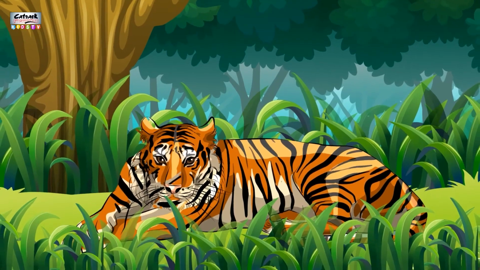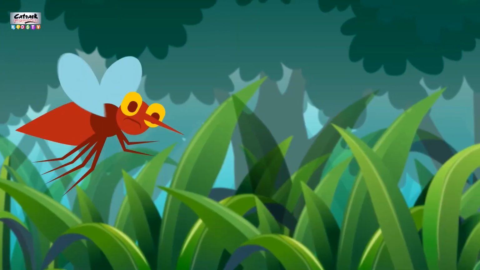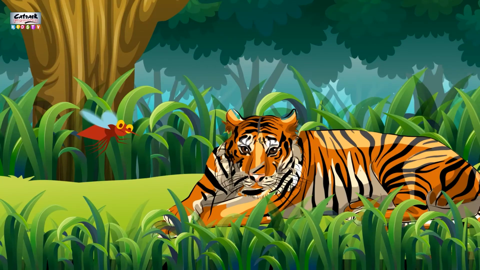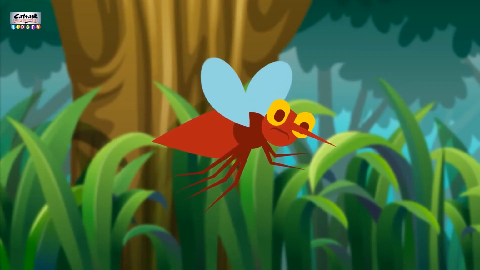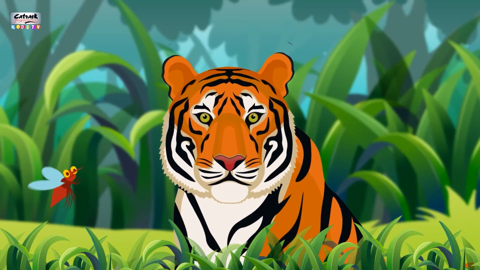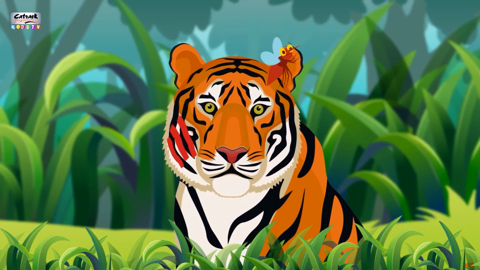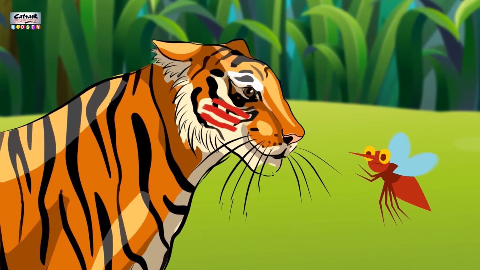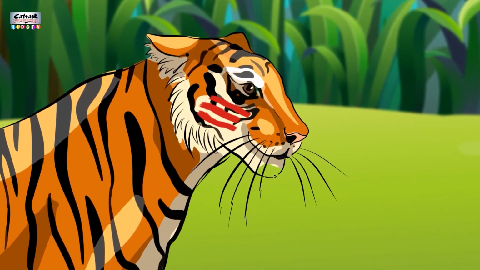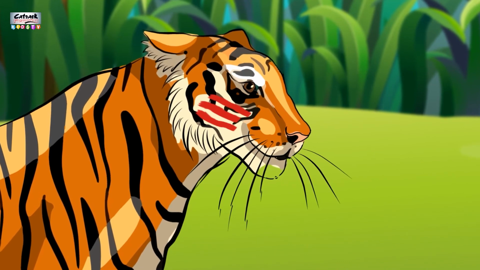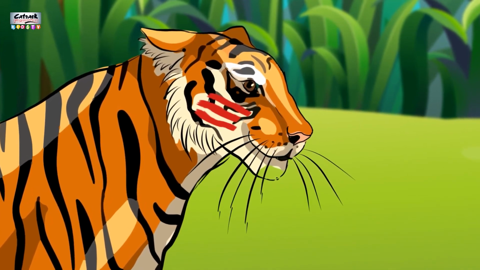A tiger was dozing under a tree. A mosquito came buzzing by. The tiger said, "Hey mosquito, go away." The mosquito said, "Why should I go away? I'm not afraid of you." The tiger was angry. He hit out with his paw. The mosquito flew off. The paw struck his own cheek. The blow scraped his cheek. It began to bleed. The mosquito buzzed away.